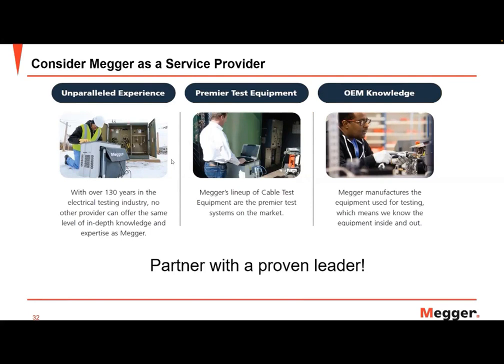We also have premier test equipment. So they provide thorough and exhaustive diagnostic analysis of the assets, allowing us to find the defects in your cable systems that maybe others can't. And we also have OEM knowledge. You know, we manufacture this equipment. We actually sell the equipment, and not just service. So we're able to get more out of our test units and provide better and maybe more reliable asset management results. So you truly are partnering with a proven leader.